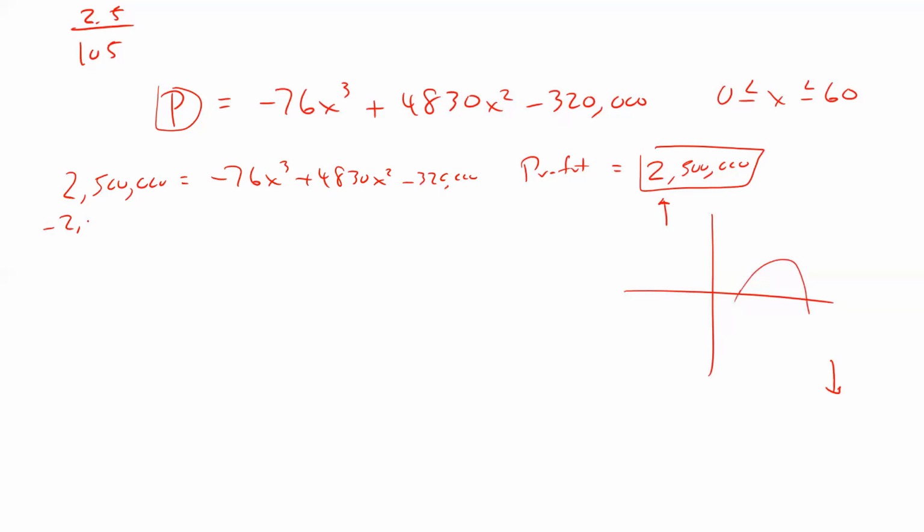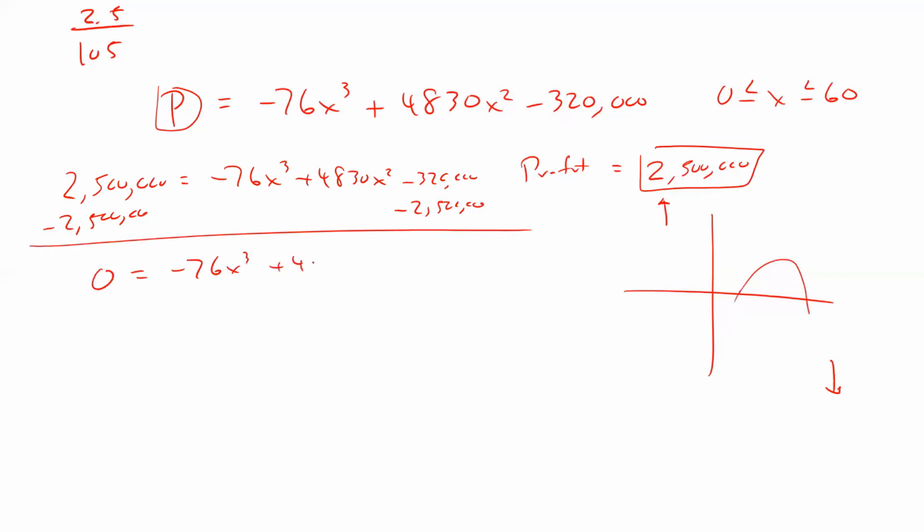So we're going to subtract out this right here, set it equal to 0. And then we're going to combine this together. So what is this going to be? Negative 2,820,000.